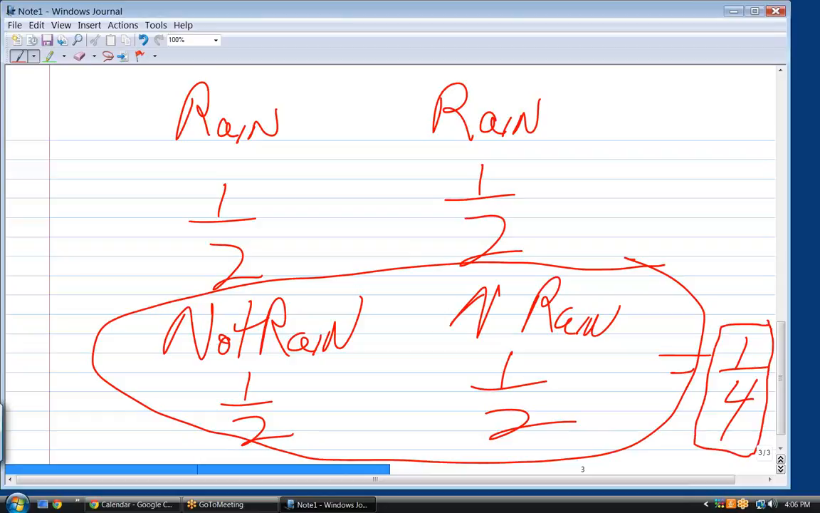Now, what's the probability that it'll rain on at least one day? Three-fourths. Exactly. In other words, it's 1 minus the probability that it would not rain on both days. So the probability that it will rain on either day is 3/4. And this is kind of how you have to do it: you have to figure out the probability that it won't rain twice.